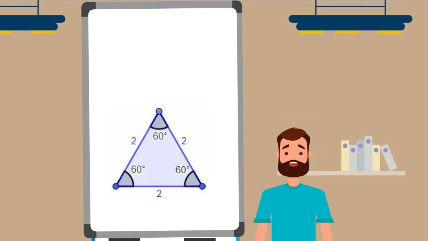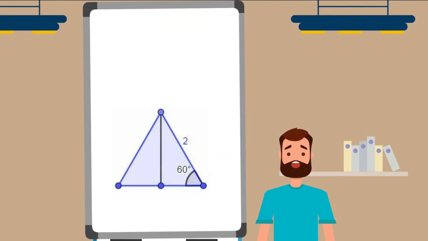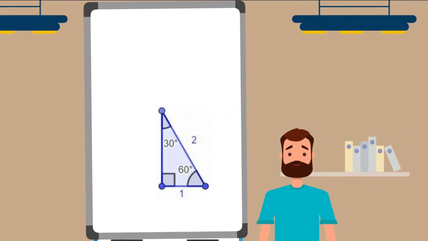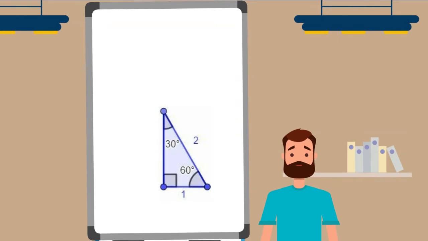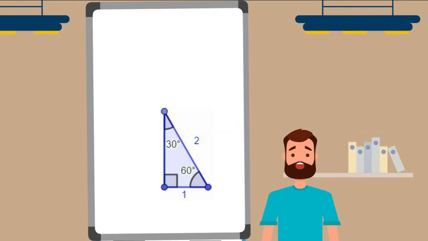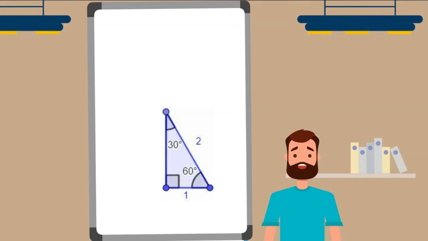Now let's cut this triangle in half, like so. Having done this, we know that the angle at the top is exactly half of 60 degrees, 30 degrees, that the base is exactly half of 2 units, 1 unit, and that this angle in the bottom left corner is 90 degrees. So now we have a 30, 60, 90 triangle, and we know 2 of the sides.